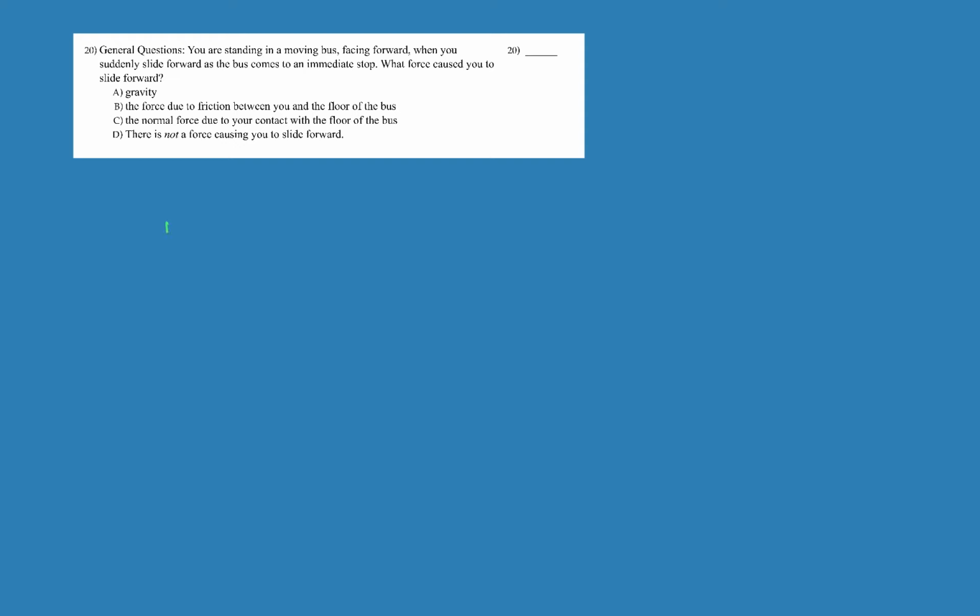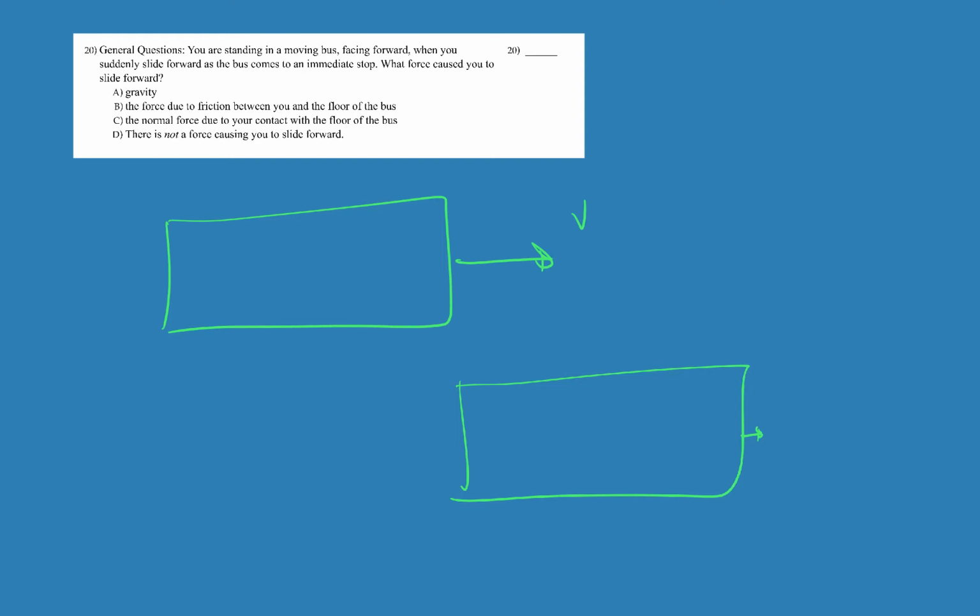So the problem is like this. This is the bus. The bus is moving with velocity v. Suddenly, the bus is moving with a little velocity. It has a change, so it has an acceleration in this direction. In this direction is the acceleration, because the change in velocity is here. This is the change in velocity, and the acceleration follows the change in the velocity.